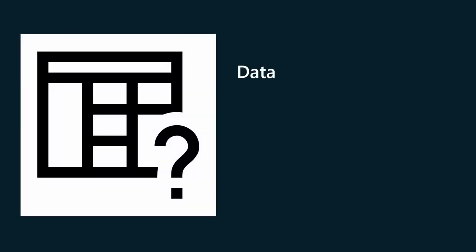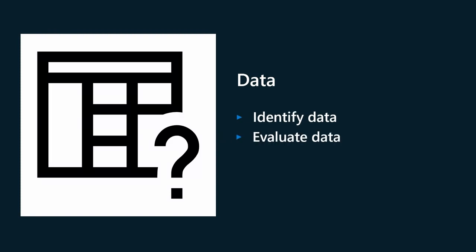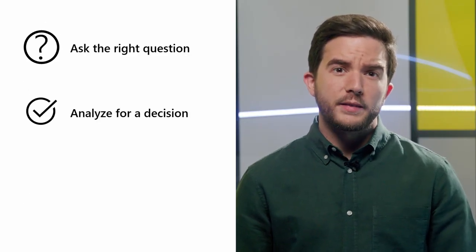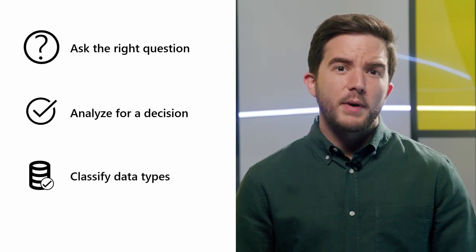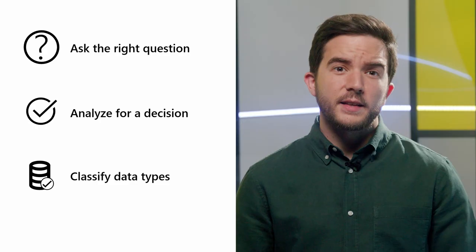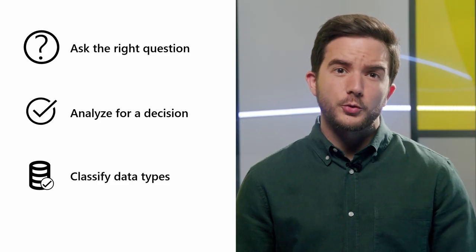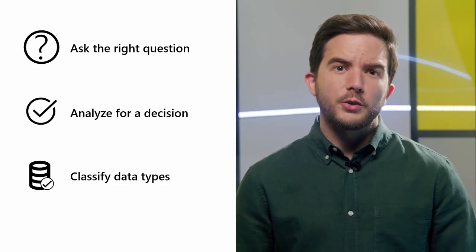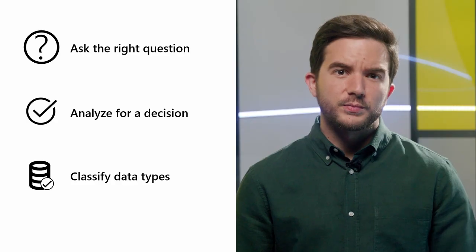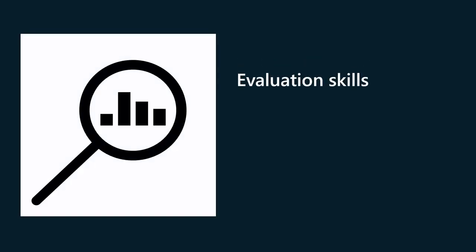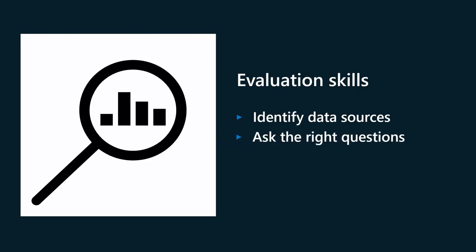Now let's examine the process of data identification and evaluation in more detail. This process includes understanding the importance of asking the right questions, analyzing the required data for a business decision, and data type classification. By the end of this video, you'll understand data classification and modern data sources, and you'll learn how to use these in business decisions. Proper data evaluation depends on the key skills of identifying data sources and asking the right questions.